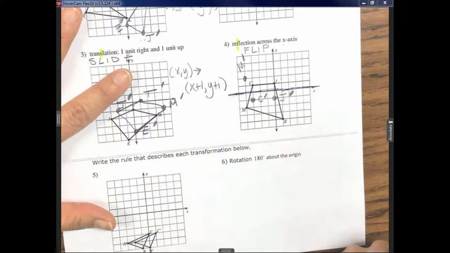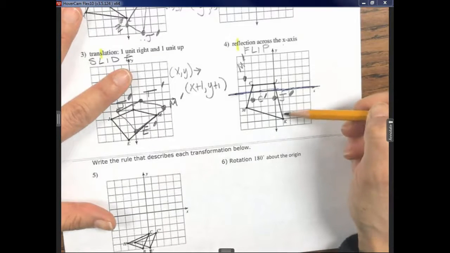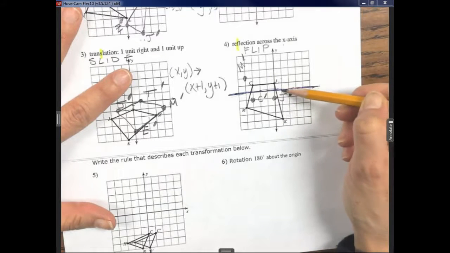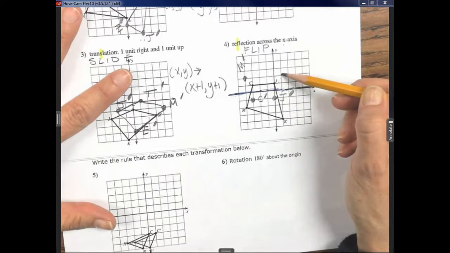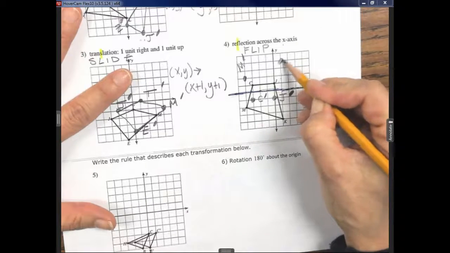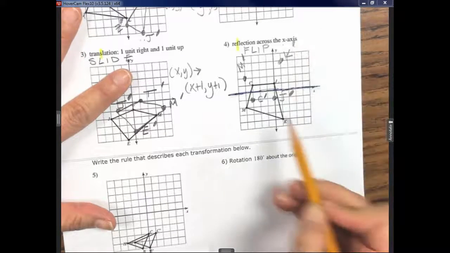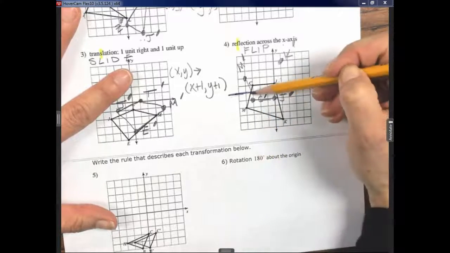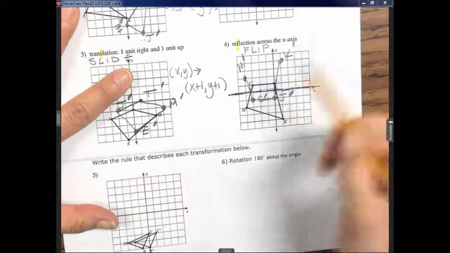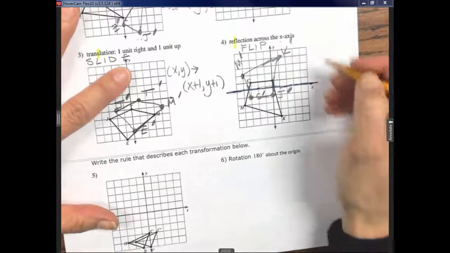What am I missing? Which letter am I missing? K. So 1, 2, 3, 4. 1, 2, 3, 4. So K prime's way up here, right? Connect it. And then we're going to write the rule.